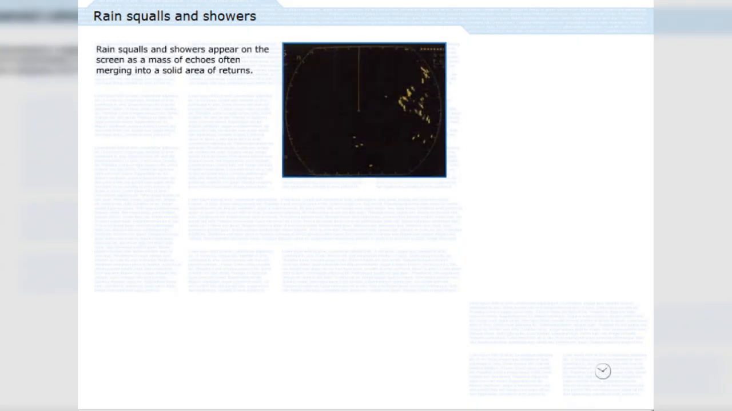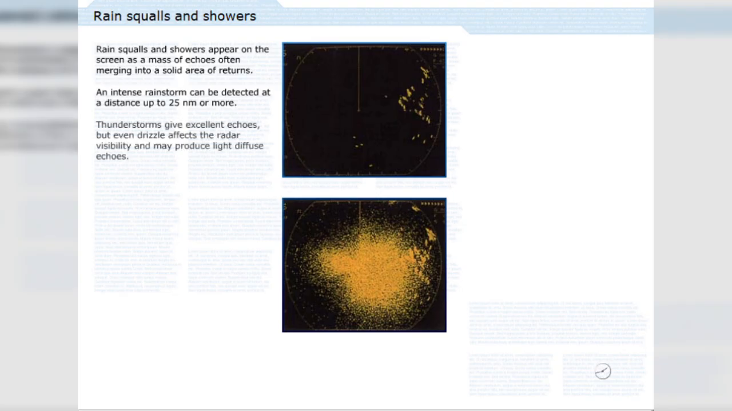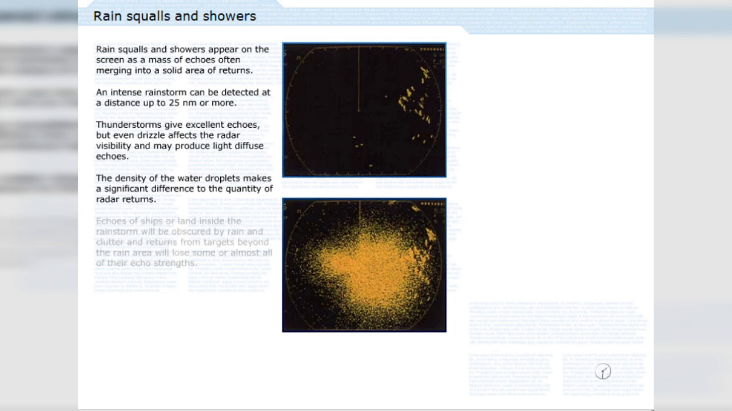Rain squalls and showers appear on the screen as a mass of echoes, often merging into a solid area of returns. An intense rainstorm can be detected at a distance up to 25 nautical miles or more. Thunderstorms give excellent echoes, but even drizzle affects the radar visibility and may produce light diffuse echoes. The density of the water droplets makes a significant difference to the quantity of radar returns. Echoes of ships or land inside the rainstorm will be obscured by rain and clutter, and returns from targets beyond the rain area will lose some or almost all of their echo strengths.